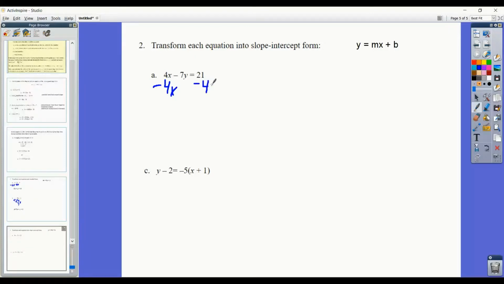Now, when we do the mouse handwriting here with subtracting 4x, it's proper to write the x term first because we think of it as what's called descending degree order. We want our variables as first terms and our constants as last when we're writing linear functions. So we write negative 4x plus 21, and we have that equaling negative 7y. And again, that negative, because it carries down, we think of it as plus negative 7y, and then we do that.